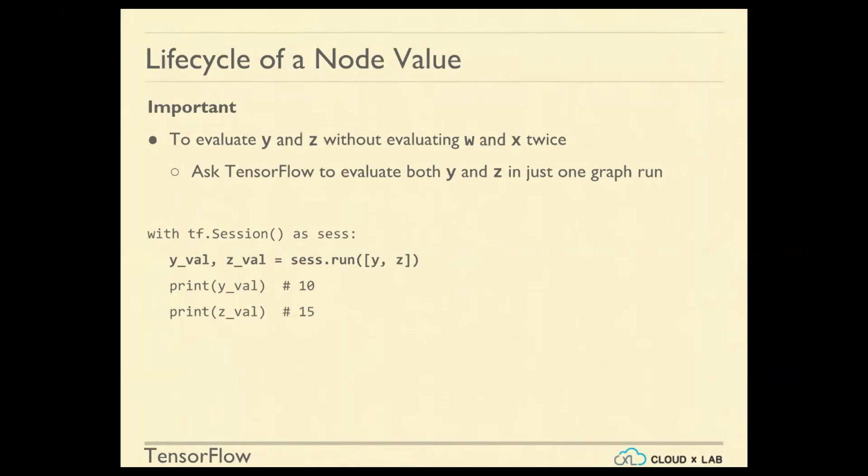All right. So using multiple variables in run, we can skip and optimize by evaluating the common part only once instead of twice.